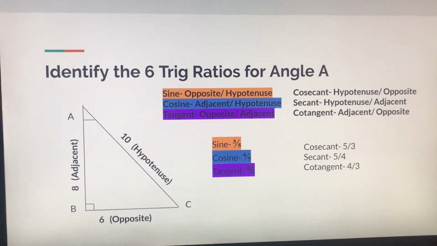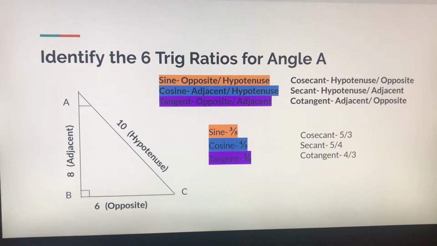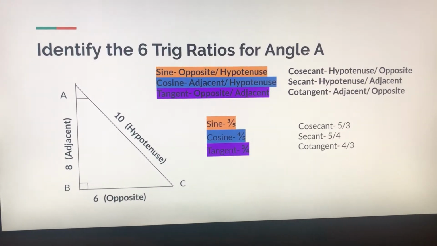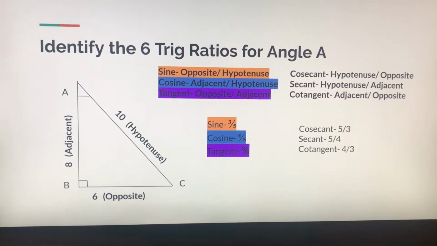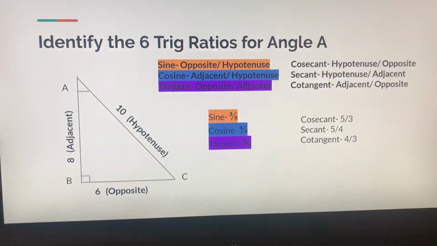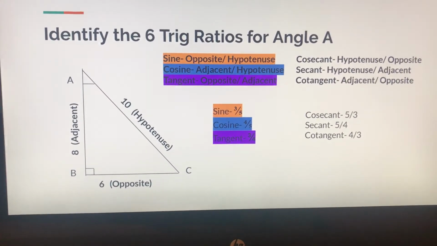So you have the first three trig ratios already, so you have to find the reciprocal. All you have to do is flip the numbers. For cosecant, you have hypotenuse over opposite, which would be 10 over 6, which is reduced to 5 over 3.